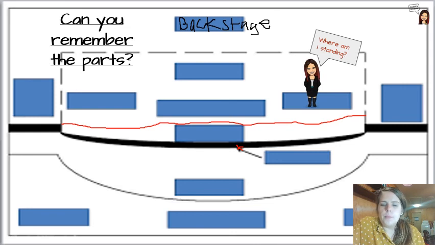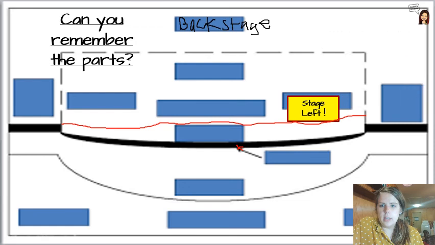All right, where she's standing now, remember it's from her perspective as an actor. So that means she is standing stage left. Very good.